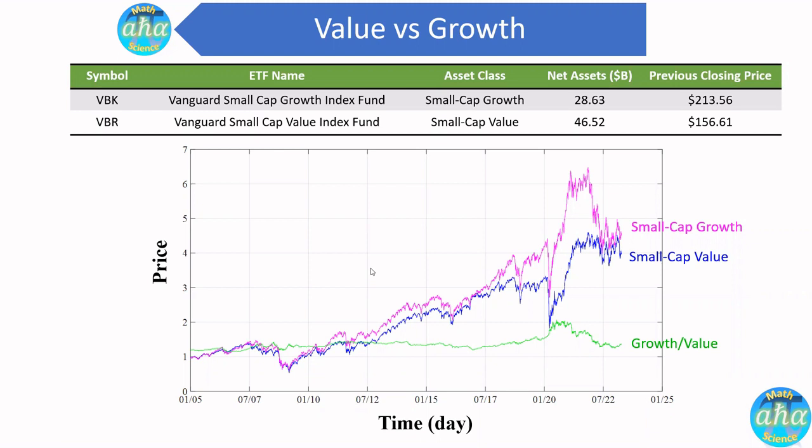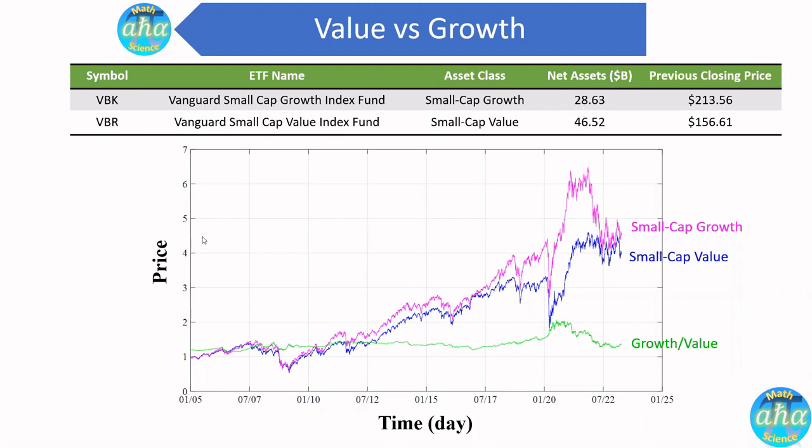The first pair is VBK versus VBR. VBK is the Vanguard Small Cap Growth Index Fund, while VBR is the Vanguard Small Cap Value Index Fund. These two funds have net assets of around $28 billion and $46 billion.